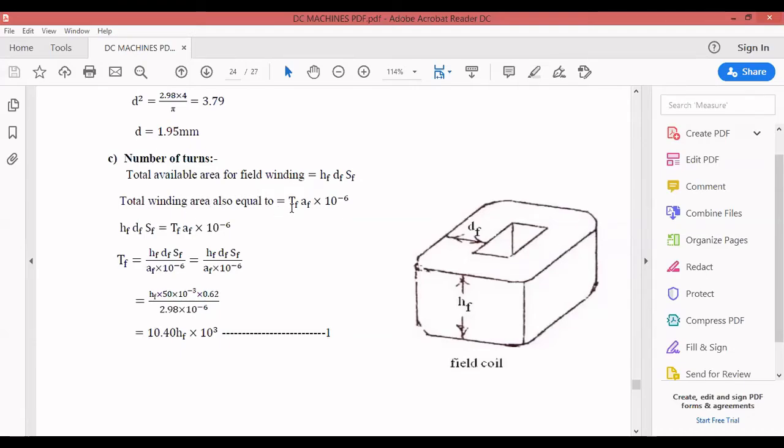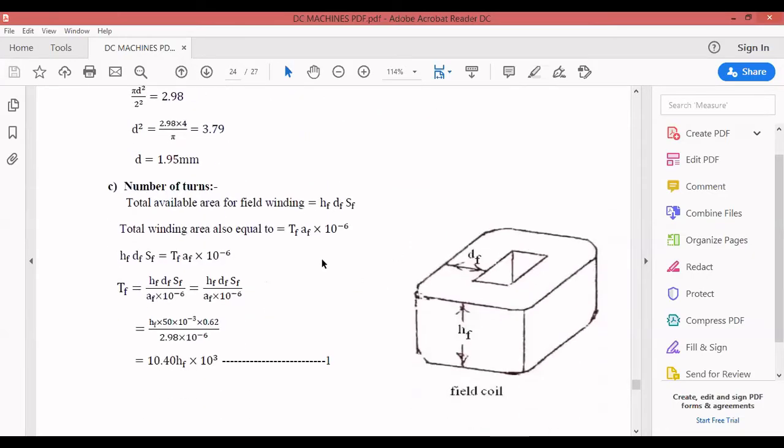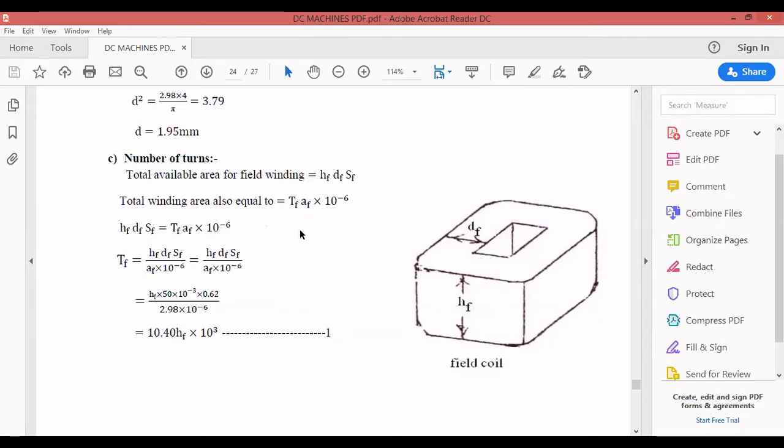Number of turns into area of field winding. If you take that, you'll get the total winding area. So TF into AF into 10 power minus 6, because I'm converting mm square into meter. Here, AF you got 2.98 mm square. I'm converting into meter with 10 power minus 6. So these are the two formulas available to calculate the total winding area.